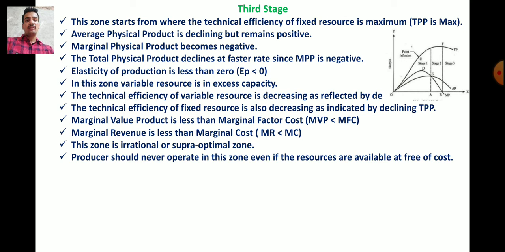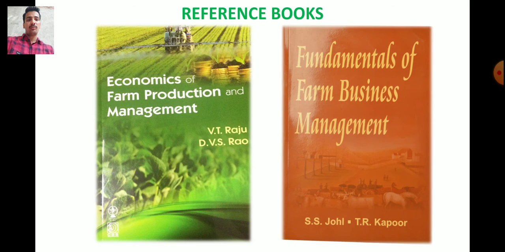This is the most important part of production economics. There are maximum chances of questions being asked on the three stages of the production function. So you can refer to the book of VT Raju and another book by Kapoor.